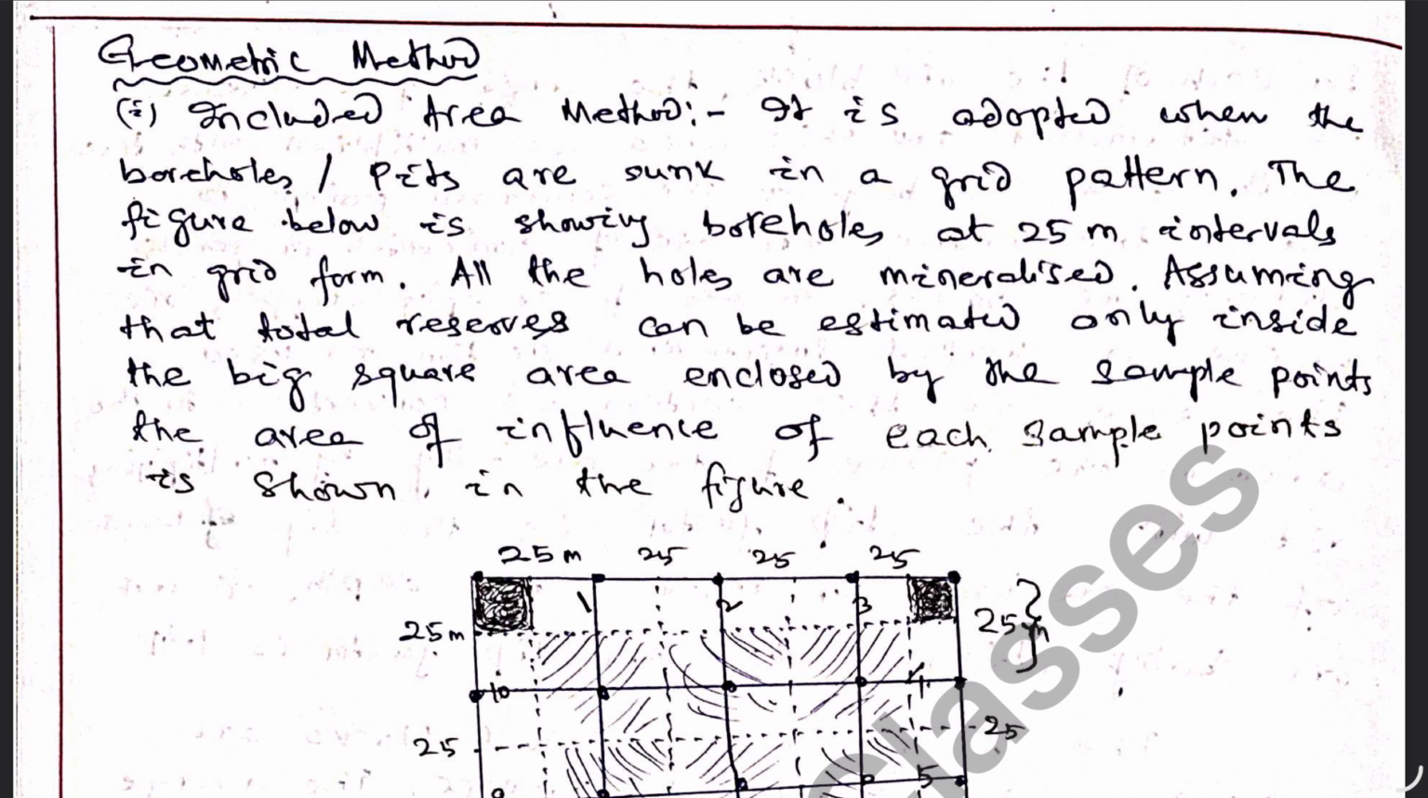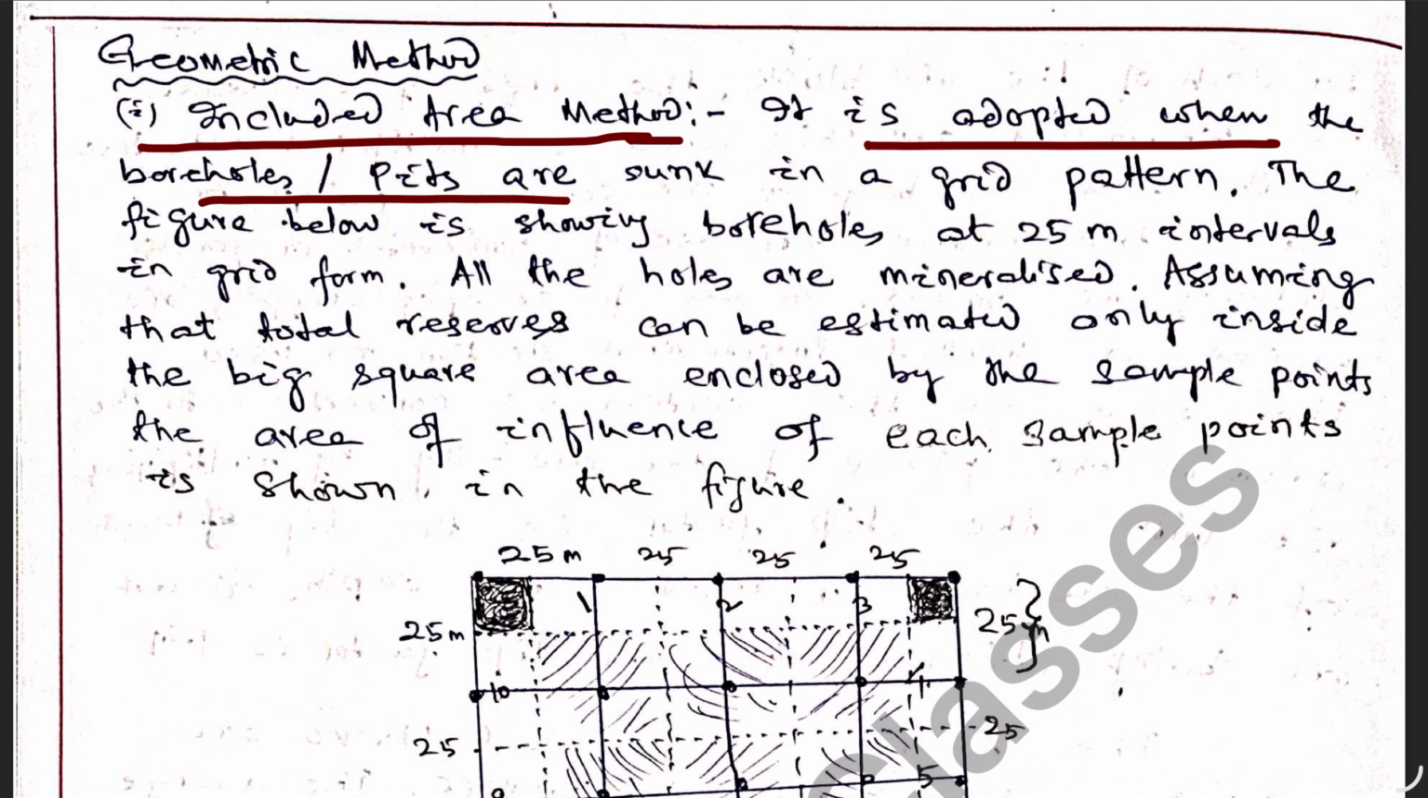So in geometrical method, one type is the included area method. It is adopted when the boreholes or pits are sunk in a grid pattern. This is the grid pattern. The samples are collected in a grid pattern. These are the sample points.